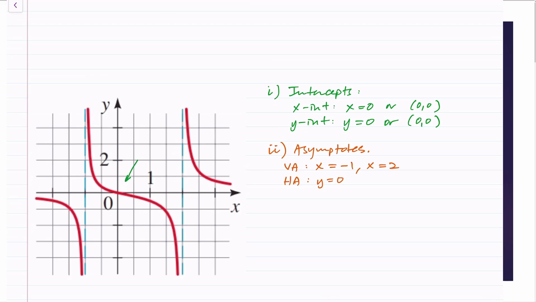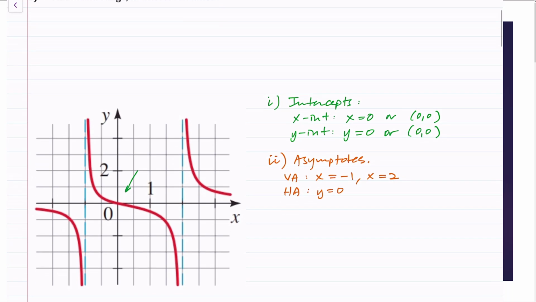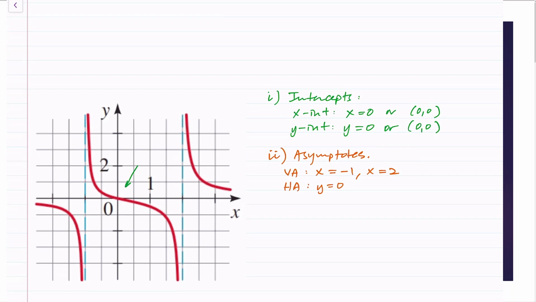Anyway, the last thing they ask is the domain and the range. So as far as the domain and range, let's chat about that.